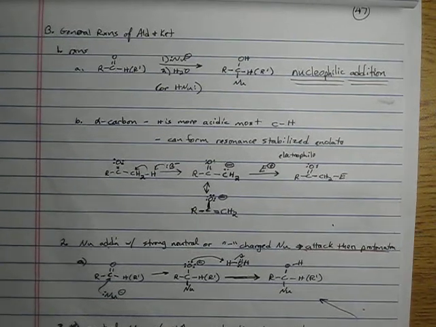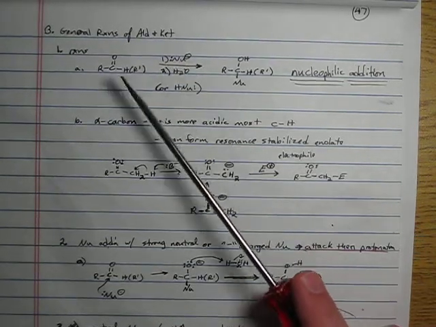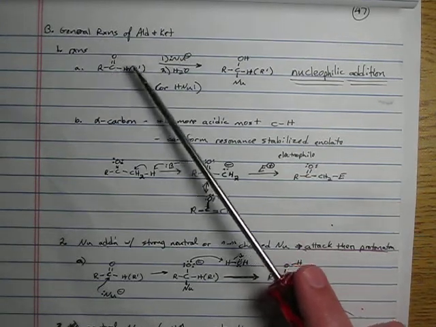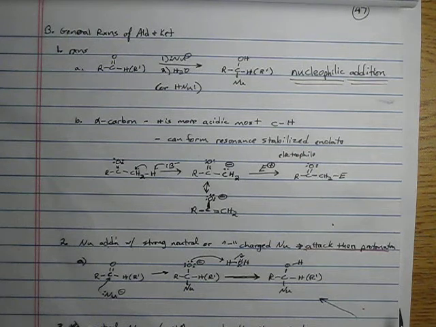Let's look at some general reactions of aldehydes and ketones, and we've kind of seen these before. Before we add a carbonyl carbon, we have a nucleophile. The nucleophile will attack the carbonyl carbon. Aqueous workup turns it into an alcohol.